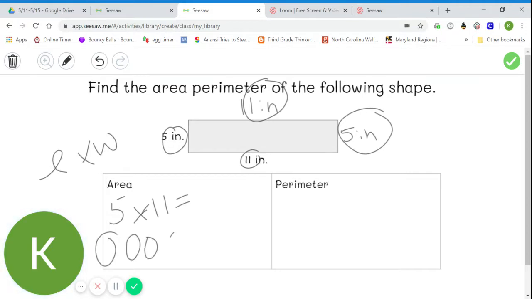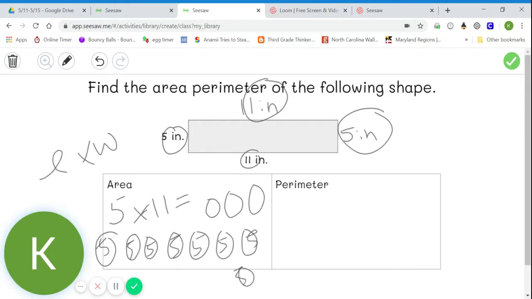1, 2, 3, 4, 5, 6, 7, 8, 9, 10, 11, adding 5 to each group. Now, it's a little sloppy looking, but it'll be okay. Now let's count by 5s. 5, 10, 15, 20, 25, 30, 35, 40, 45, 50, 55. 11 times 5 is 55 inches squared.